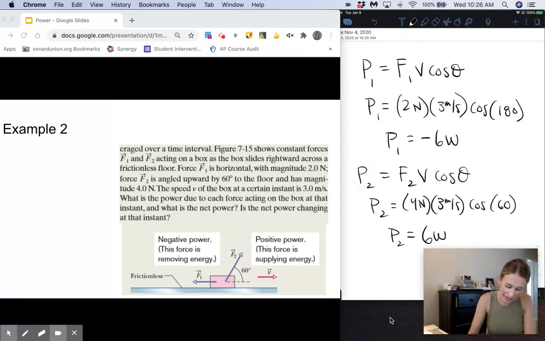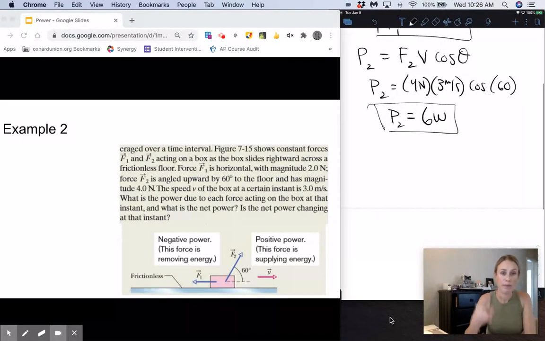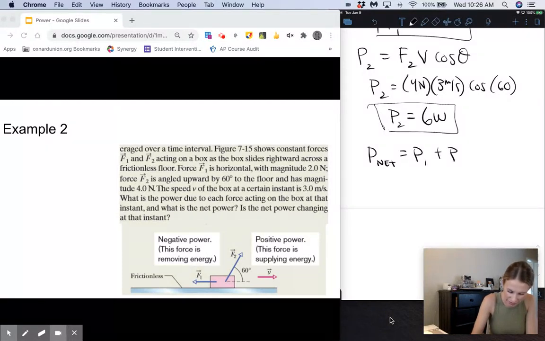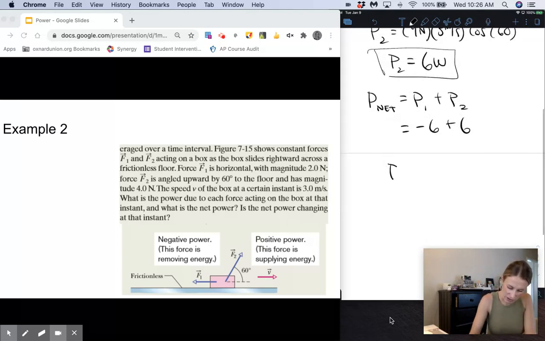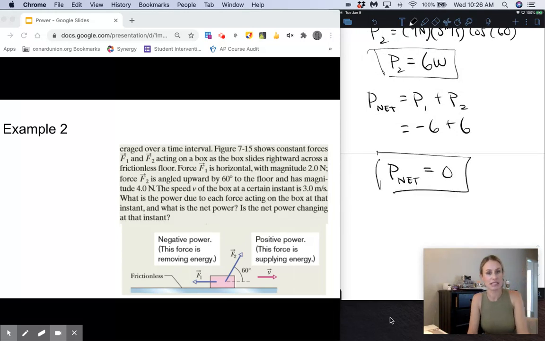Okay, so I have a negative 6 and a positive 6. And if I'm finding net power, because the next thing it asks is what is the net power, that will just be the power from force 1 plus the power from force 2, which of course, negative 6 plus positive 6 is equal to 0. So our net power in this case is 0.